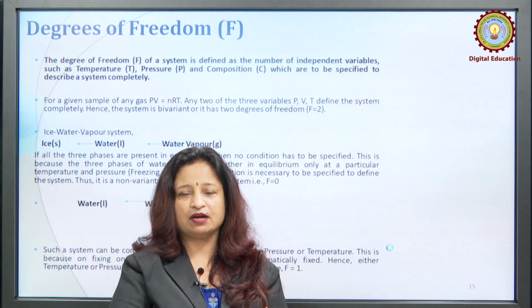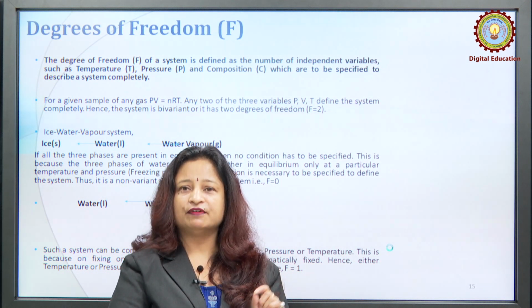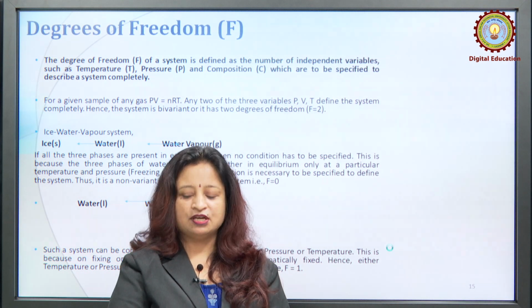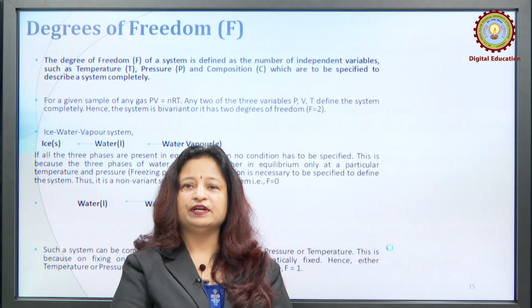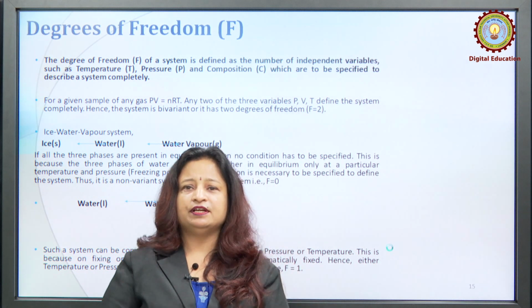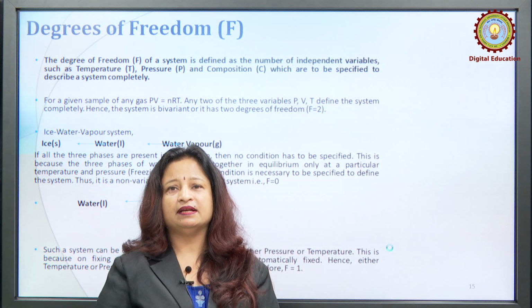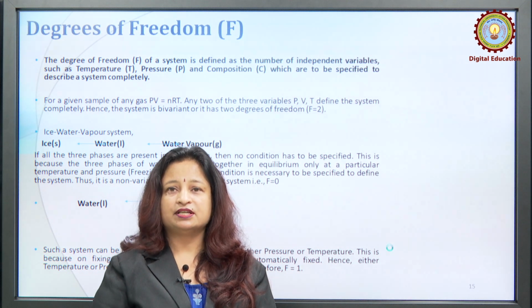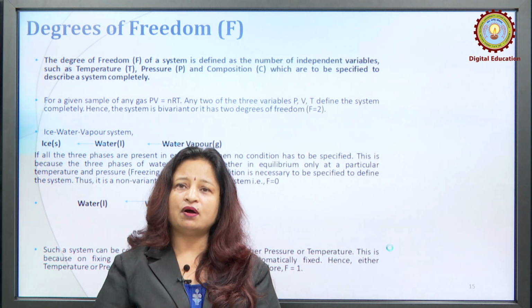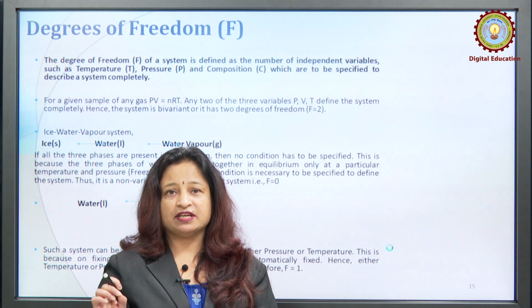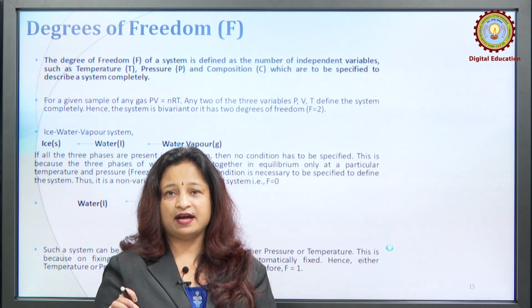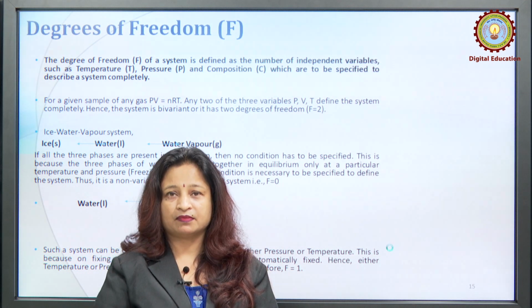The last term which we are going to define here: we have defined phase, we have defined components. So, let us come to the degrees of freedom. The degrees of freedom of a system is defined as the number of independent variables such as temperature, pressure and composition which are to be fixed to describe or define the system completely, right.